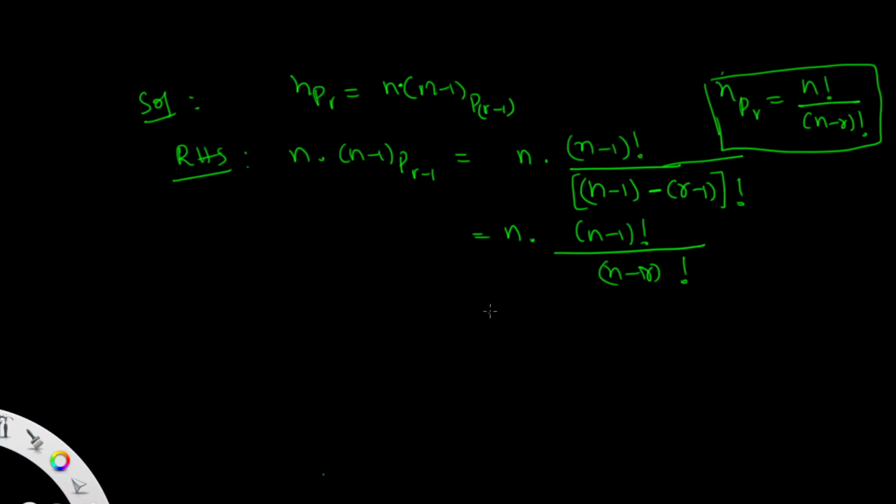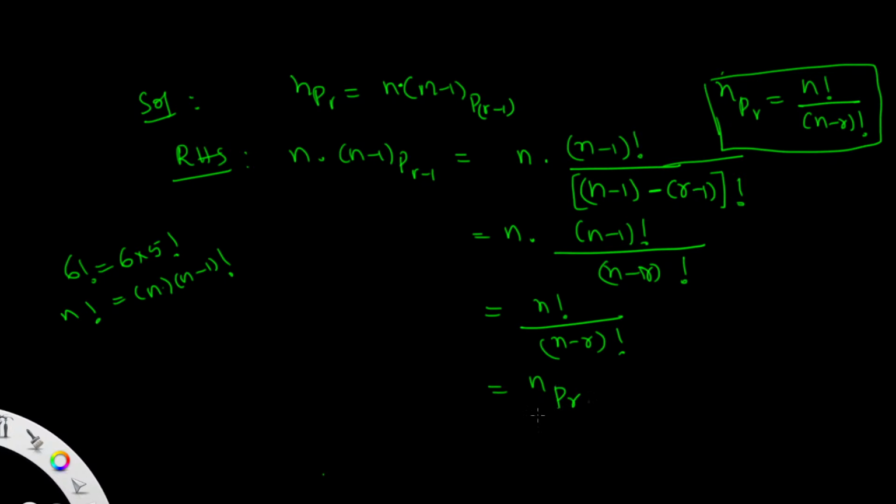The numerator is n into (n minus 1) factorial. Why? Just as an example, 6 factorial is nothing but 6 into 5 factorial. In the same way, n into (n minus 1) factorial we can write as n factorial. So the expression becomes n factorial by (n minus r) factorial, which is denoted as nPr. Therefore nPr equals n into (n minus 1)P(r minus 1).